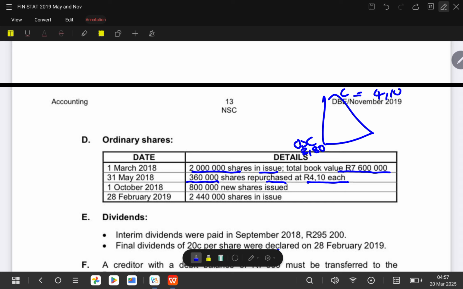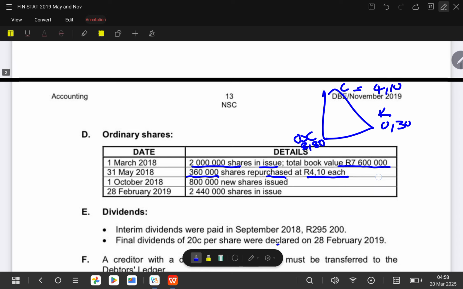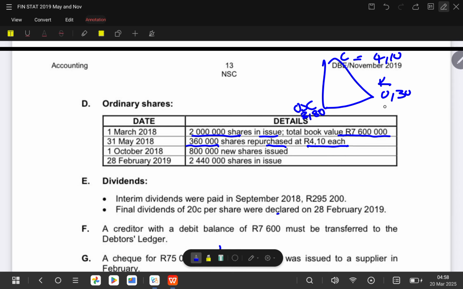So you get the difference. Remember, cash flow uses the difference. So if you say 4 Rand 10 minus 3 Rand 80 is giving you 30 cents. 0.30 will go to our retained income. So on the repurchase, we are going to use this 30 cents.